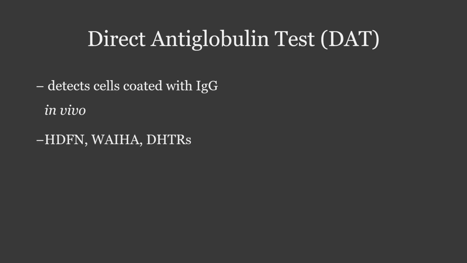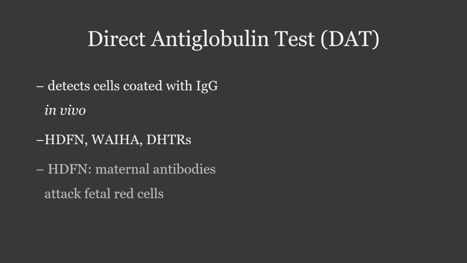So in the DAT, we are looking for cells that were coated with IgG in vivo. If you're an MLS or MLT student, you should be able to come up with a few scenarios where this can happen, but the big three are HDFN, WEHA, and DHTRs. In HDFN, IgG from the mother crosses the placenta and binds to fetal red cells, which leads to those cells being hemolyzed. In many hospitals, a sample of cord blood from every birth is sent to the lab for a DAT to screen for HDFN.